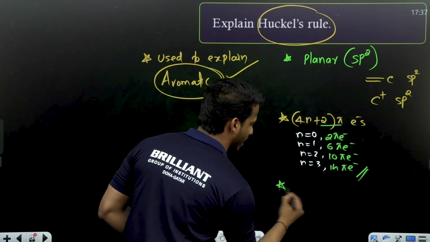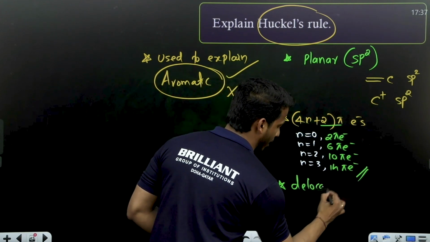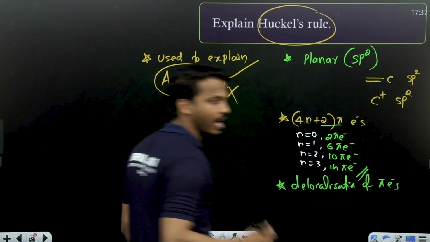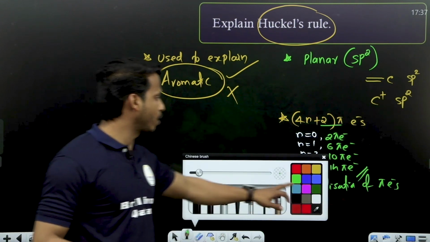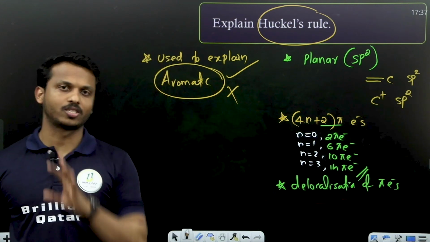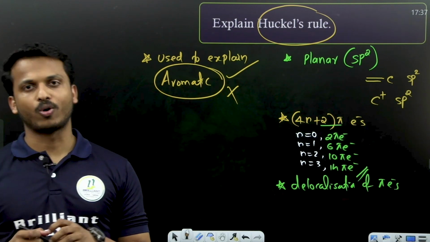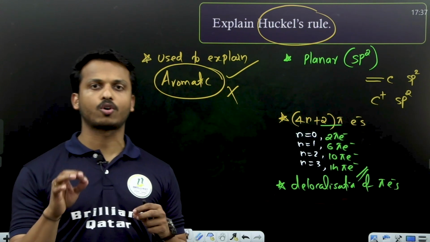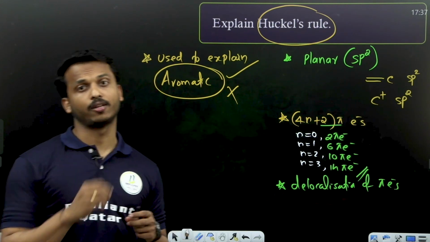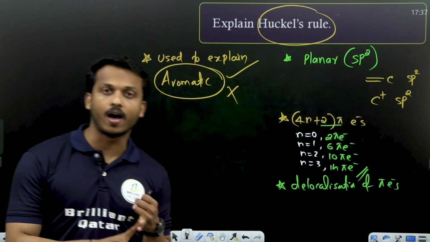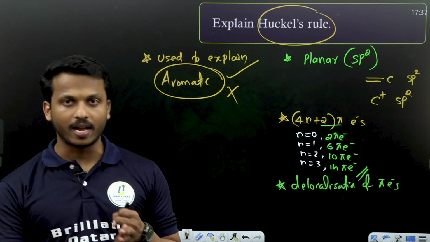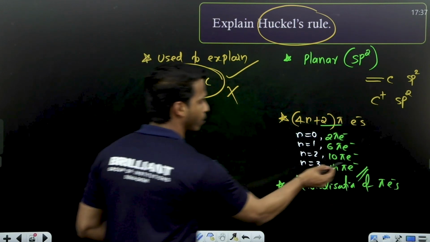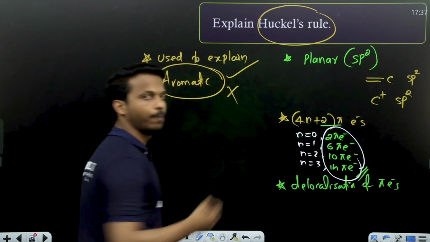And the last rule is the delocalization of pi electrons, which means resonance should happen. The compound should undergo resonance. These are the three rules belonging to Huckel's rule. So finally, Huckel's rule is used to explain whether the compound is aromatic or not, and these are the three rules: the compound should be planar, should contain 4n plus 2 pi electrons, and have delocalization of pi electrons. Keep in mind, 2, 6, 10, 14 pi electrons.